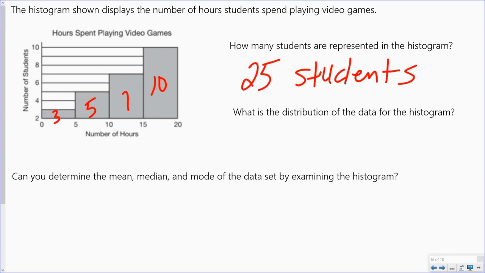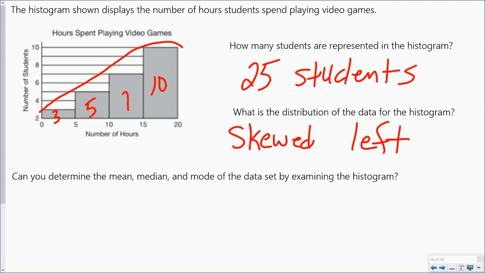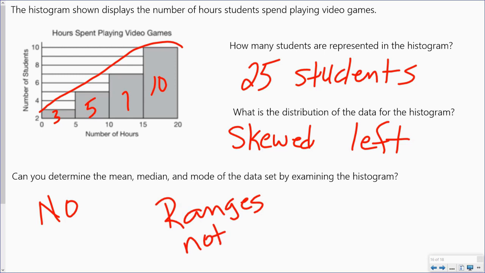What distribution do I have for the histogram? Well, I start here and I kind of go up for my peak on the right. So that means my data is skewed left. And can I determine the mean, the median, and the mode for this data by looking at the histogram? And my answer would be no, I cannot, because the histogram deals with ranges and not exact data points.